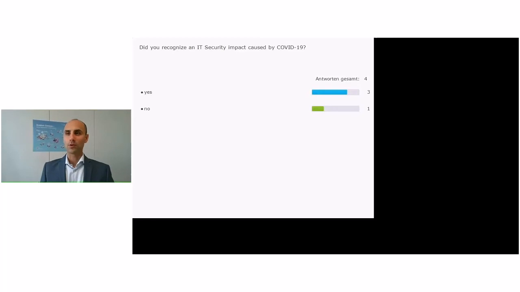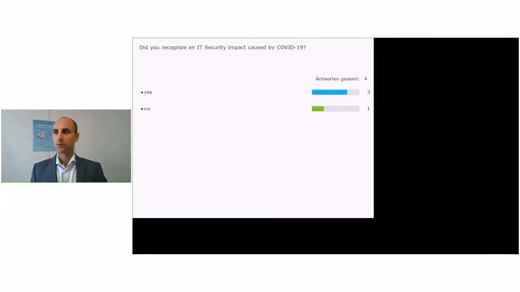Okay, there are only a few answers, but I think the relation between yes and no is very clear. So I think regarding the COVID impact and IT security, we have, of course, an impact. And as you see on the results, even if we have only a few answers, that's exactly what I expected. I exactly expected this picture, which confirms that COVID is definitely related to IT security impact. Thank you very much for the contribution. As we can see, this is definitely the case.